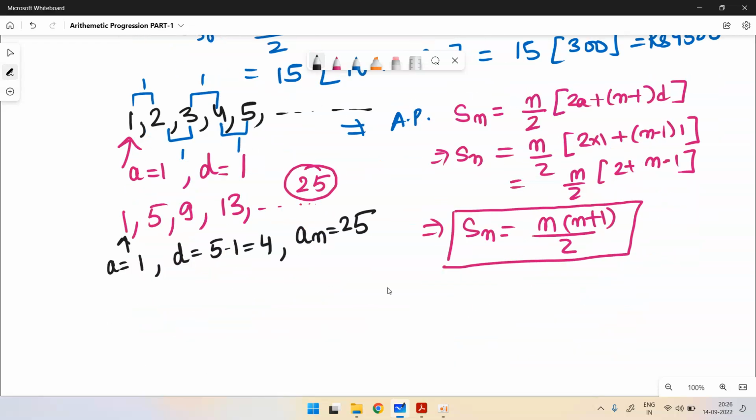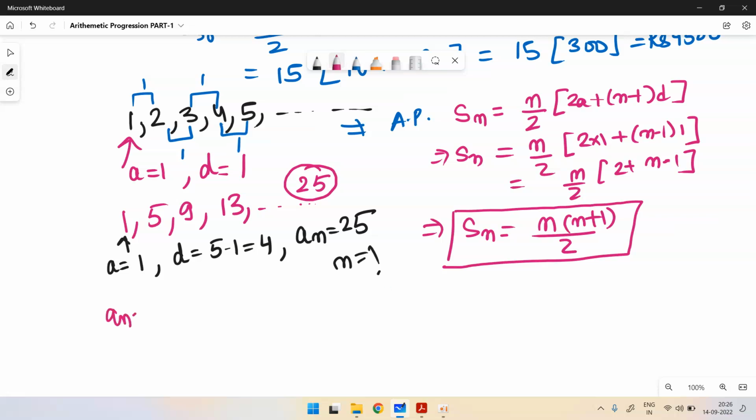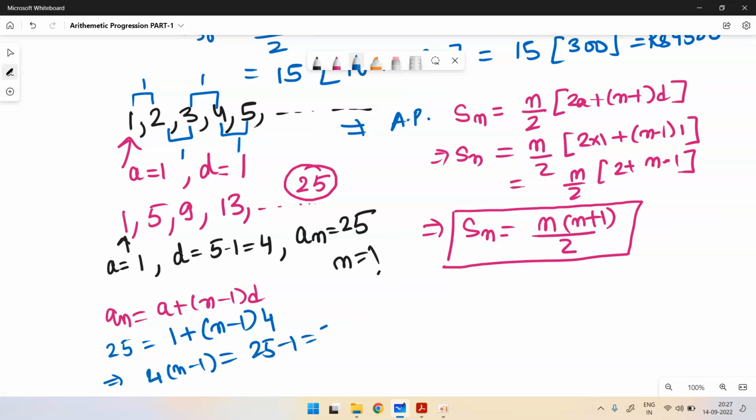Now what is the value of n? You need to find the value of n. By applying the basic formula, a of n is nothing but a plus n minus 1 into d. I substitute the value of a_n as 25 and a as 1, n I don't know so I need to calculate it, and d is 4. So 4 into n minus 1 equals 25 minus 1, which is 24, and 4 sixes are 24, which implies n minus 1 equals 6, so n equals 6 plus 1 equals 7.